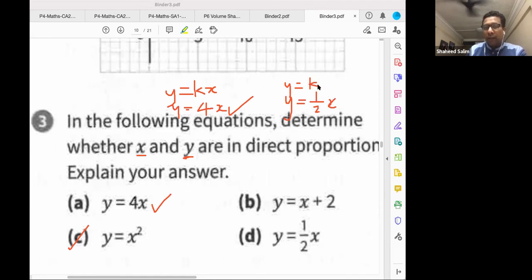Y equals kx. So can you see now? K is half. Y is y, k is k. So this is also in direct proportion. Let us now write it down here.